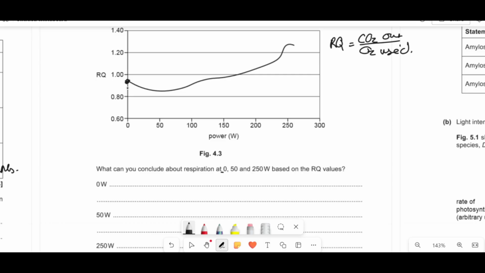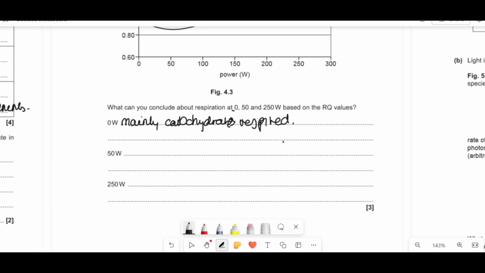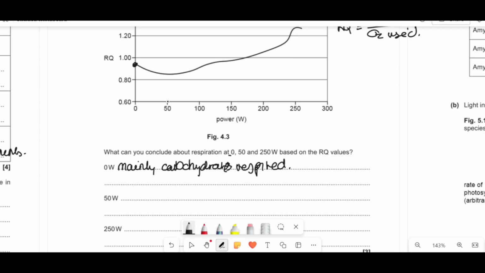But because we're not exactly at 0.9 or a bit above, we're actually using a mixture of the two, or maybe even just mainly carbohydrates, if that makes sense. So here, at this point, we're using mainly carbohydrates, or a mixture of the two of them, respired. Now here, at 50 watts, if we have a look, we are here now.